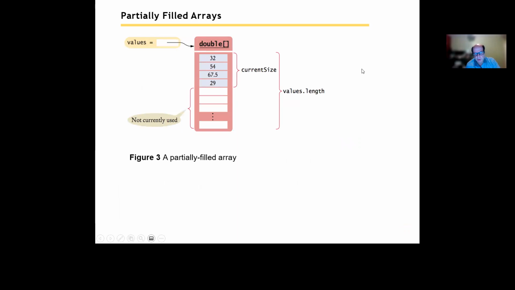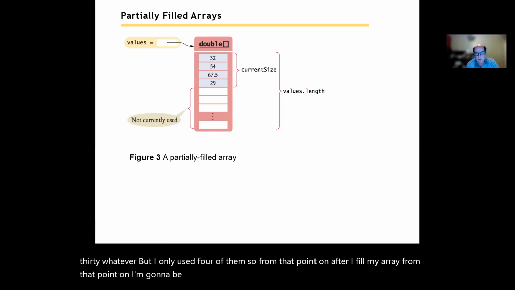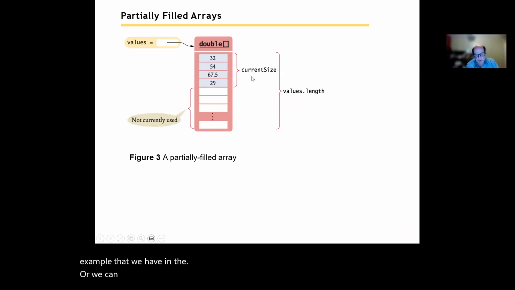So this is a picture of what we're talking about, the current size. So I might have 100, 500, 20, 30, whatever, but I only used 4 of them. So from that point on, after I fill my array, I'm going to be just using that. We're going to call it current size here for the example that we have in the book, or we can call it whatever you think is proper for it.